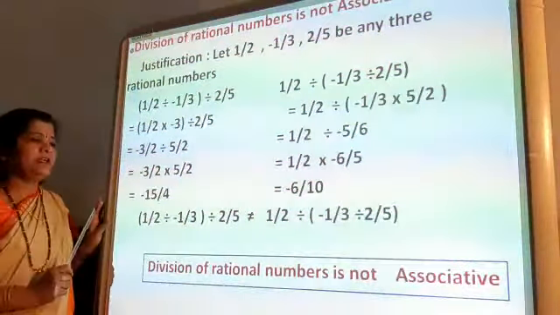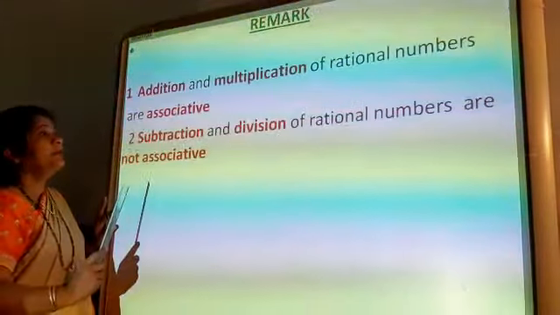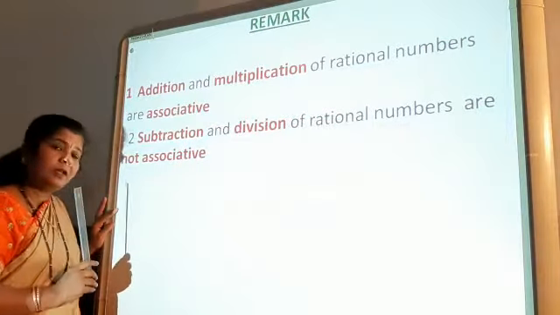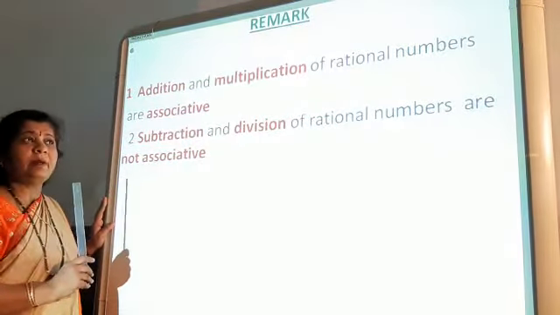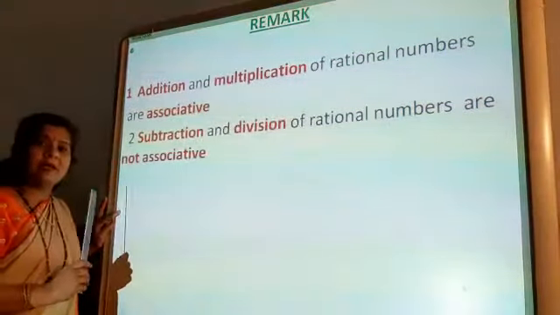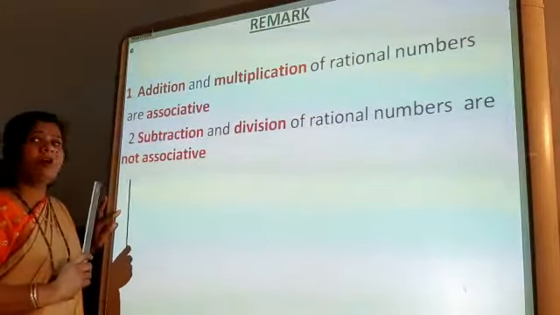Hence we say that division of rational numbers is not associative. So the remark, after learning all the associative property on all the 4 fundamental operations in arithmetic, the remark says that addition and multiplication of rational numbers are associative, whereas subtraction and division of rational numbers are not associative.